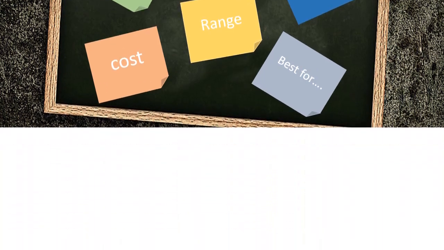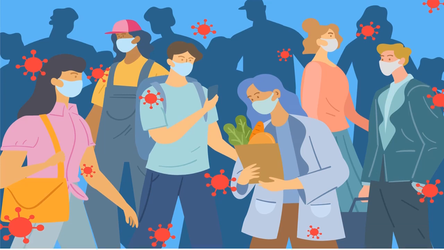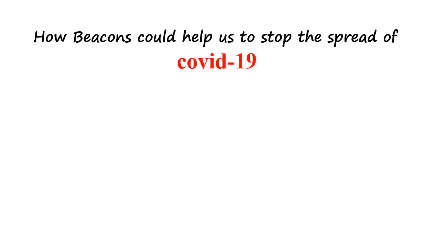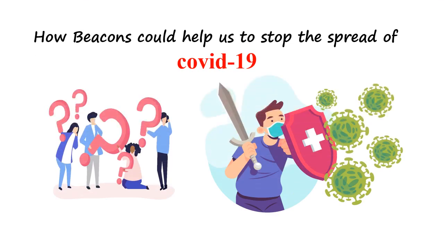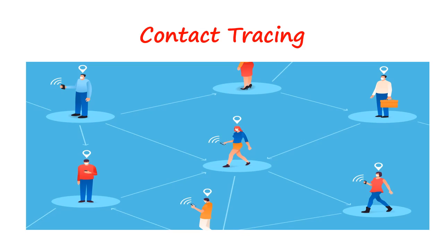We are in the year of the pandemic. You are meeting many people every day, and around them maybe there's someone who got infected with COVID-19. How could we make use of beacons to stop the spread of COVID-19? Preventing the spreading of COVID-19 could be done using contact tracing.